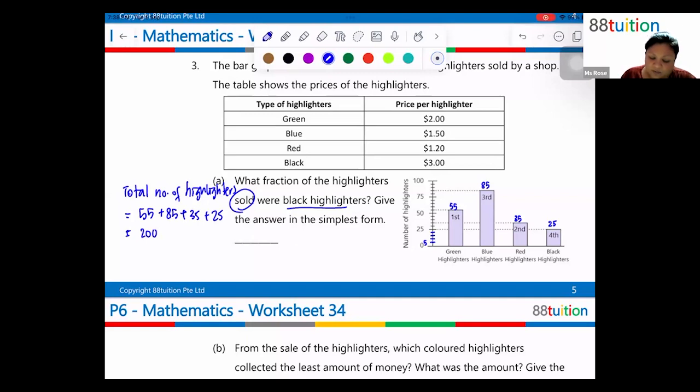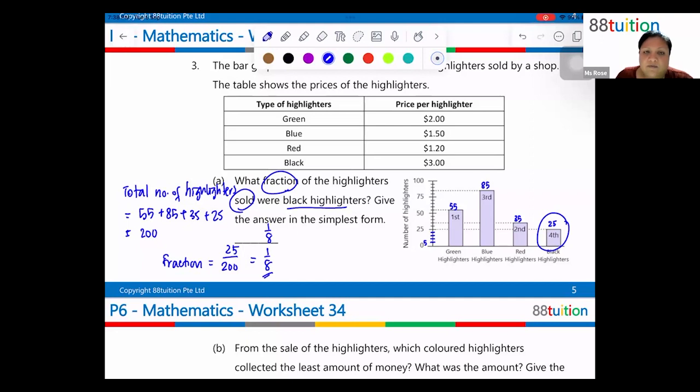200. So the question, what fraction of the highlighters were black? So the fraction that were black would be, you have 25 black out of 200. Simplify this to give me 1/8. Thank you, Brian. Okay, so you have 1/8.